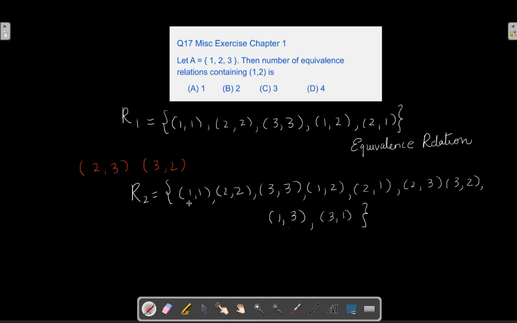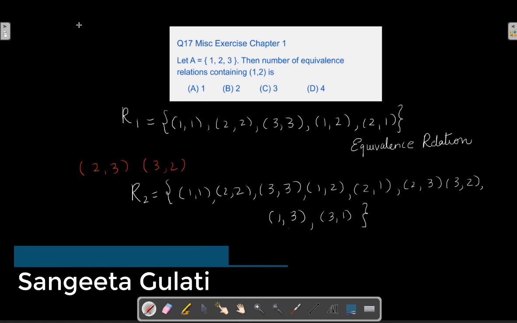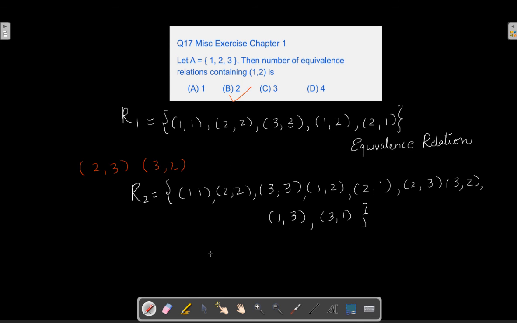That gives us the condition, that is, the relation is an equivalence and contains 1, 2. So how many relations can be formed satisfying the given condition? The answer is going to be nothing but 2. So in this particular question, this is your correct choice.